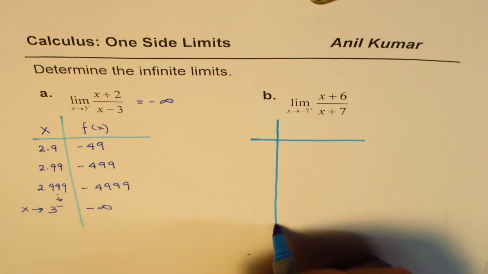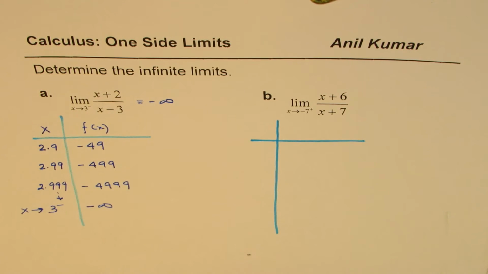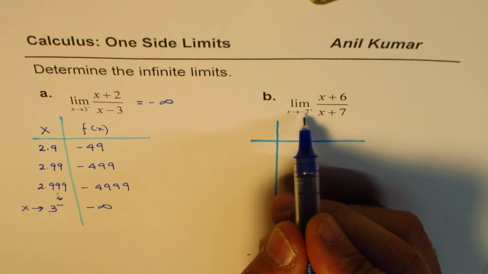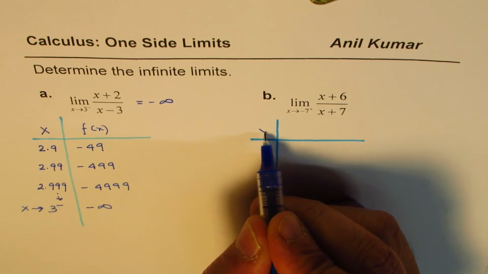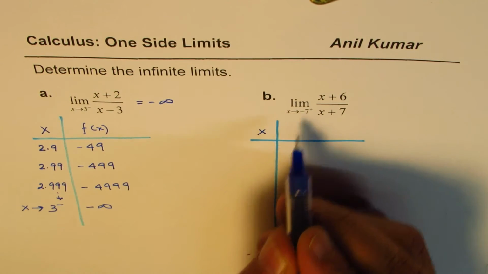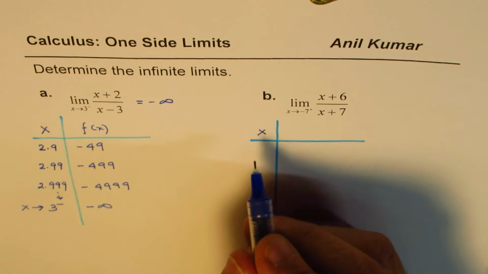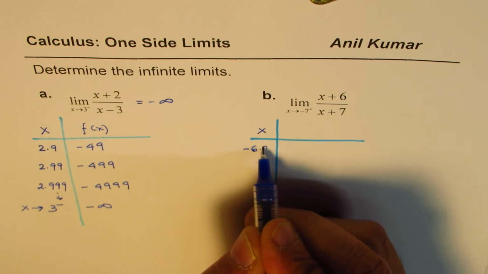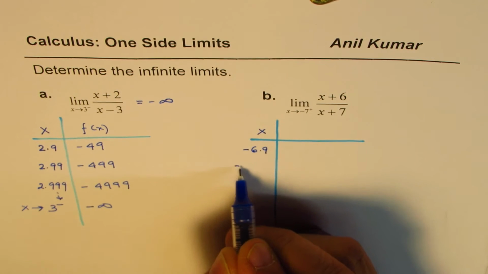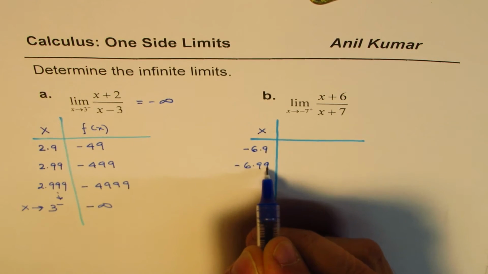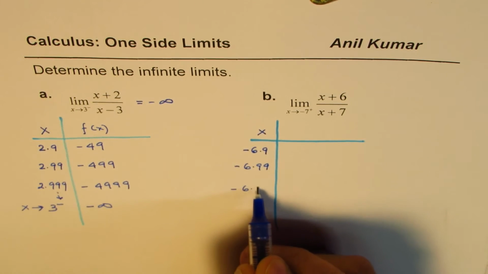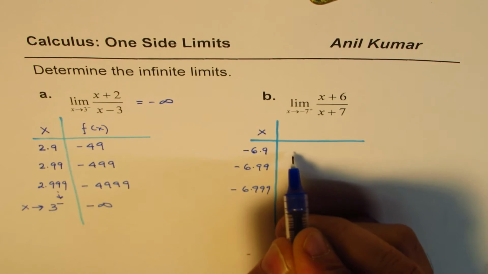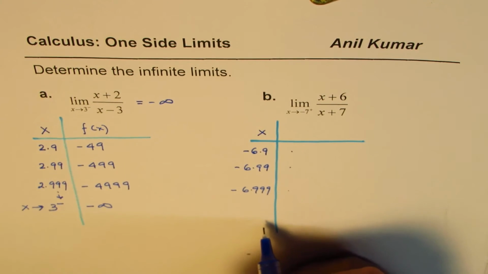So evaluate and figure out what value the function will approach as you approach negative 7 from the right side. So for the x values, you need to approach negative 7 from the right side. The right side means negative 6.9, right? And then negative 6.99, negative 6.999. And then you can calculate these values.